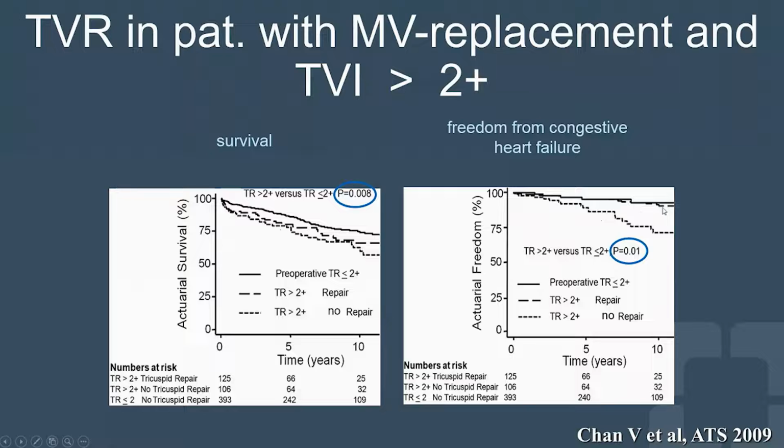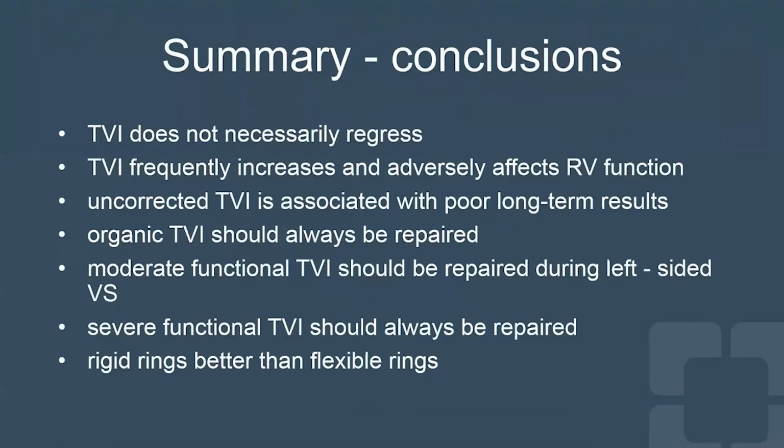Patients that had a repair of their TR had the same freedom from congestive heart failure as those patients that didn't have any TR, versus those patients that did not receive a tricuspid repair when they had 2+ or more tricuspid regurgitation. These patients had a higher incidence of congestive heart failure. So based on this, you can conclude that if you have moderate or more tricuspid regurgitation, the valve should be repaired. The repair won't necessarily make you live longer, but will make you feel better. And this seems to be the approach that most centers are taking.